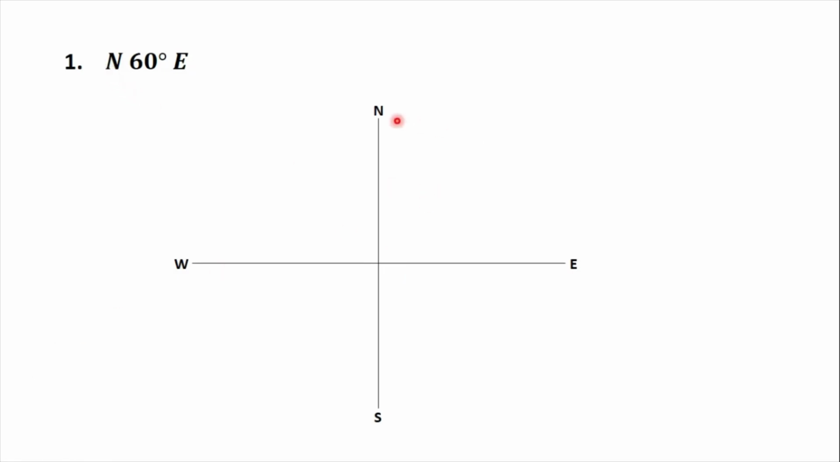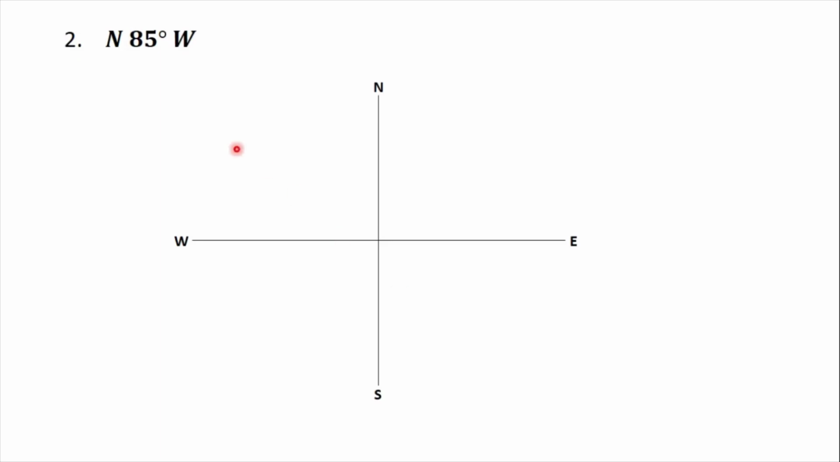So we are measuring from the north towards the east, and we are turning 60 degrees. So that is what you do. You draw an arc that represents 60 degrees, then you draw a line through it. So you draw a line from the center passing through the tip of the arc, and you indicate that by an arrow. Then you write the name of the angle here. So we have been able to represent this bearing north 60 degrees east on a diagram. Let's move on to the next one.